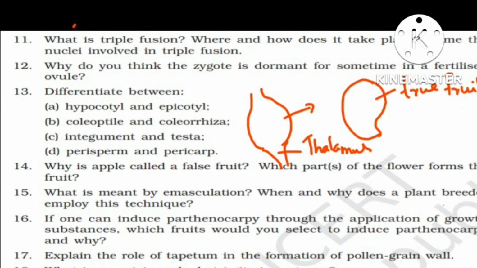In case of apple, the fleshy sweet part which we are having is actually from the thalamus. And if you closely see, you can see the ovary present here in the apple with seeds here. So it's not the ovary which we are feeding on, we are actually eating the thalamus part. So this becomes a false fruit, because a true fruit means it should develop from the ovary.